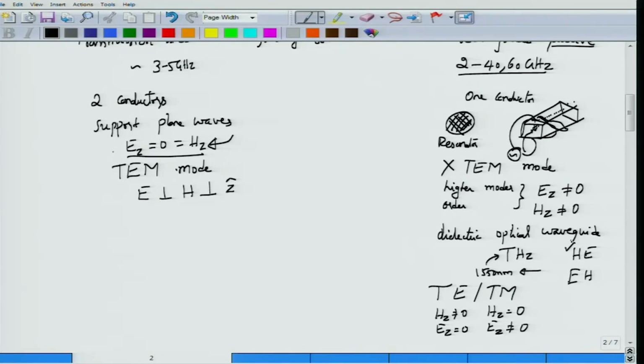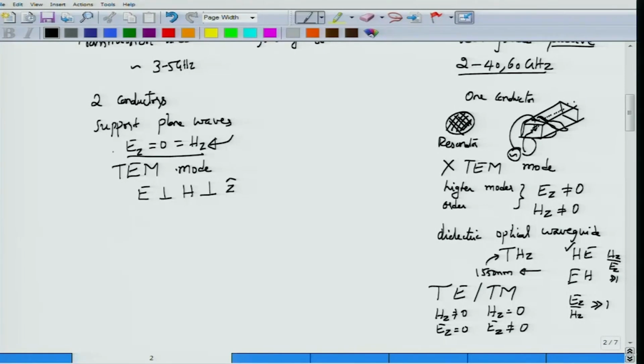In the HE modes, H is the one which is dominating. That is, even though Hz is there, the ratio of Hz to Ez is much larger than 1, okay. Whereas for the EH case, the ratio of Ez to Hz is much larger than 1. So it means that Ez is actually quite dominating the mode structure, okay.